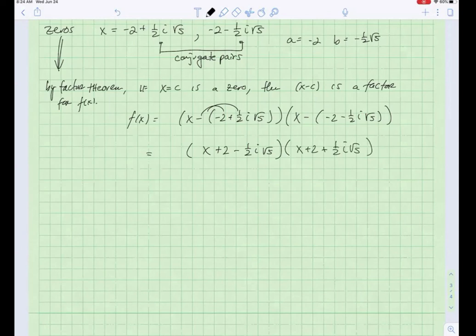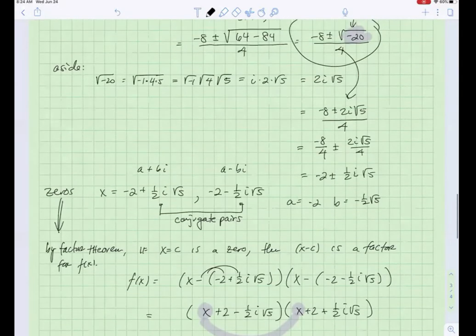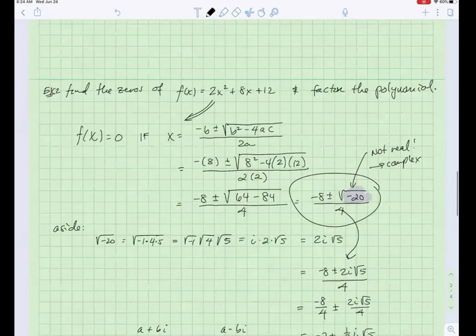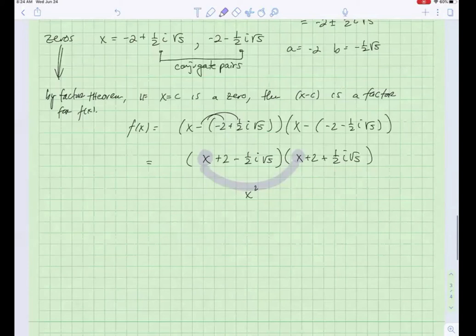But if we multiply this out, and I'm not going to multiply it all the way out, but I just want you to pay attention to this. If we multiply these two factors together, what are we going to get? Well, we're going to get x squared, right? And that's going to be our only x squared term. But if we look back at our original polynomial, it didn't just start with x squared, it started with 2x squared. So you need to be careful. This isn't exactly how it factors. These are just the zeros.